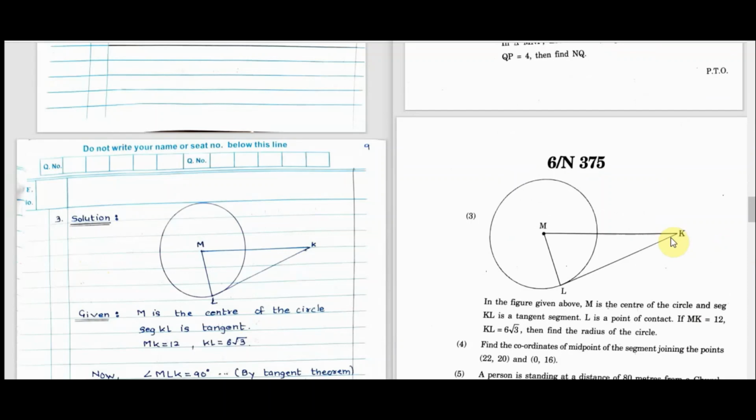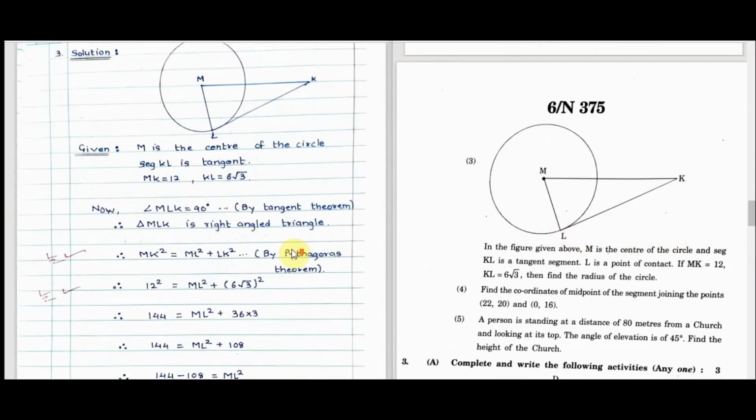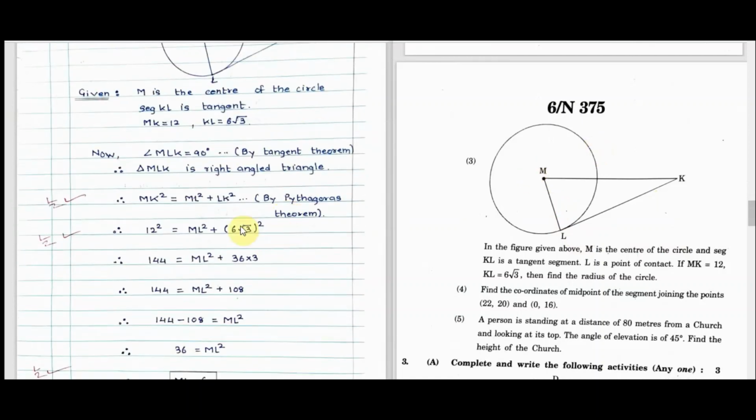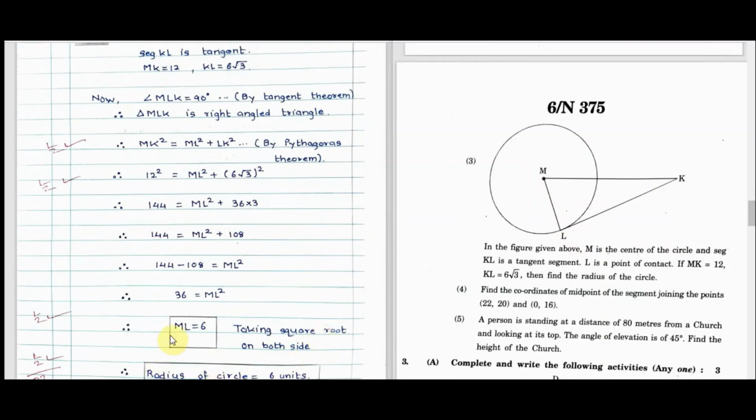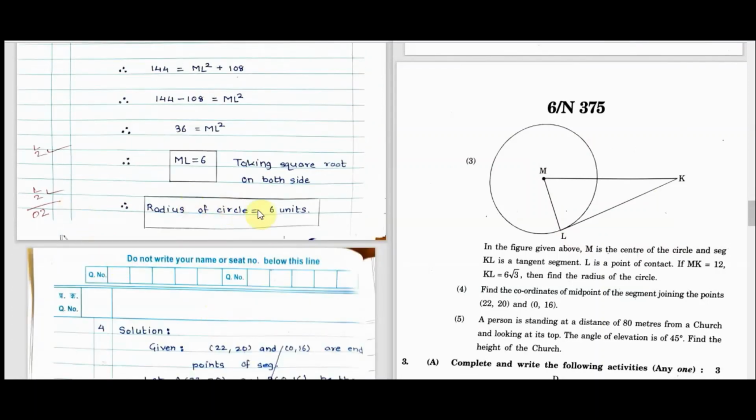Same way, question number 3 here. Now diagram you have to draw. Whenever diagram is given in the question paper, you have to draw the diagrams. Is it right? Now for writing the Pythagoras theorem, you get half mark. For substituting the values, half mark. Final calculation, half mark, and final answer, half mark, and you will get 2 marks. That is question number 3.